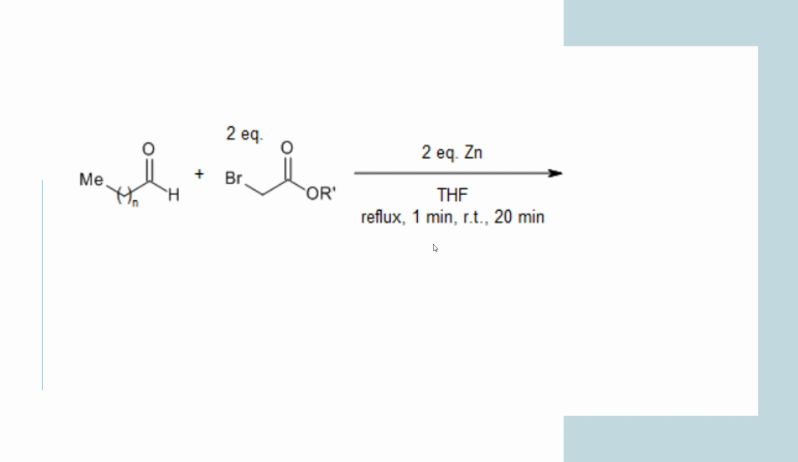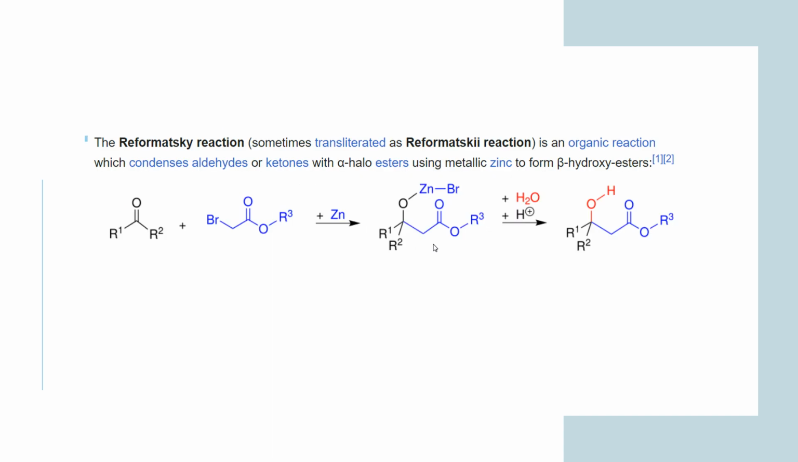This reaction we have also discussed in the second last tutorial, that is the fourth tutorial. It was the Reformatsky reaction. Let us look at the mechanism. What happened in the Reformatsky reaction? It is an organic reaction which condenses aldehydes or ketones with alpha haloesters in presence of metallic zinc, and the final product you get is beta hydroxy esters.